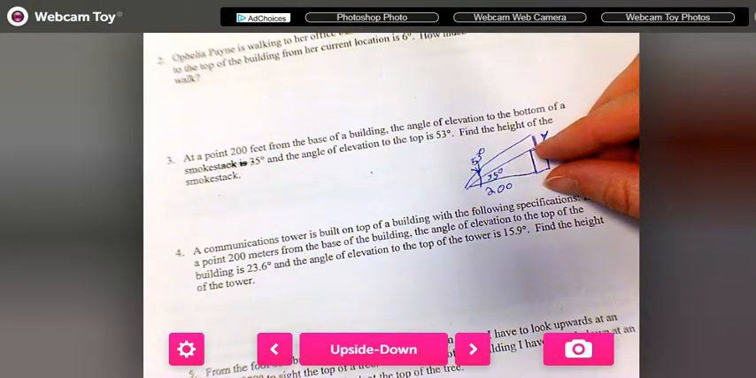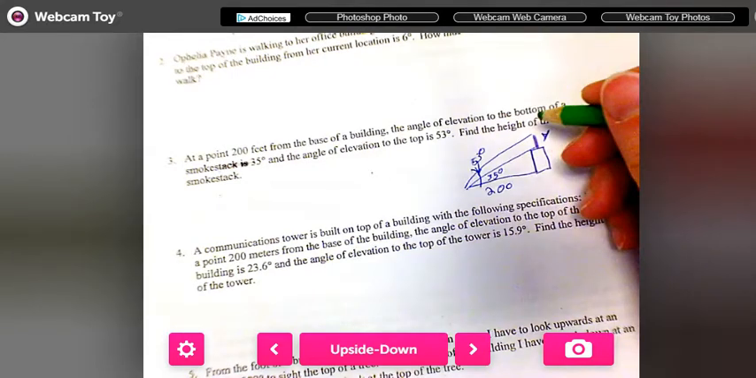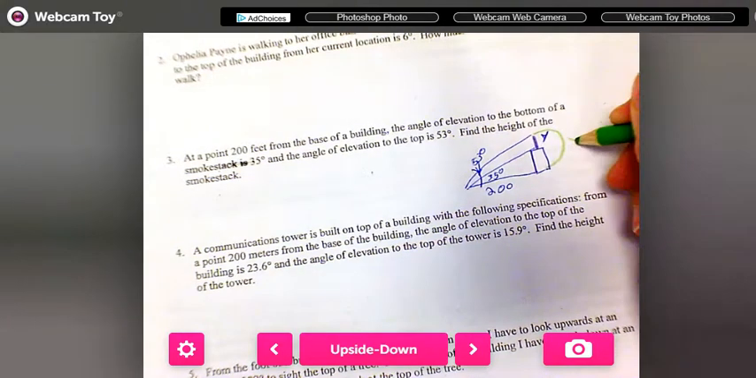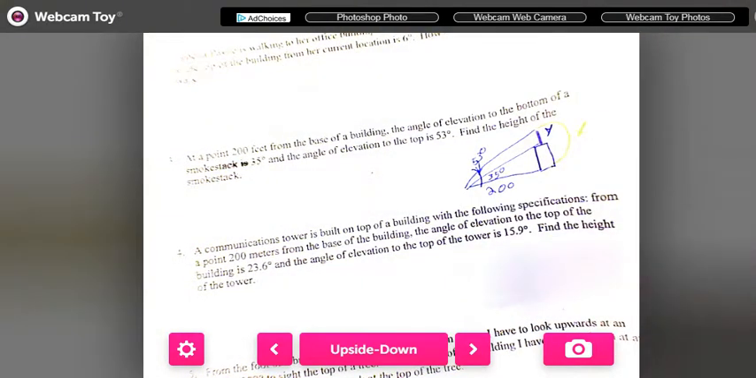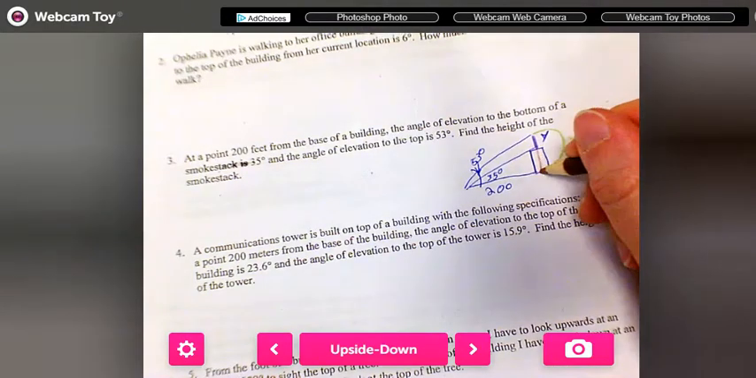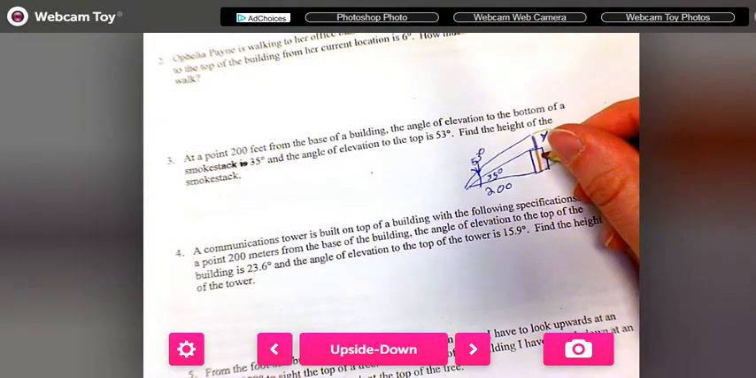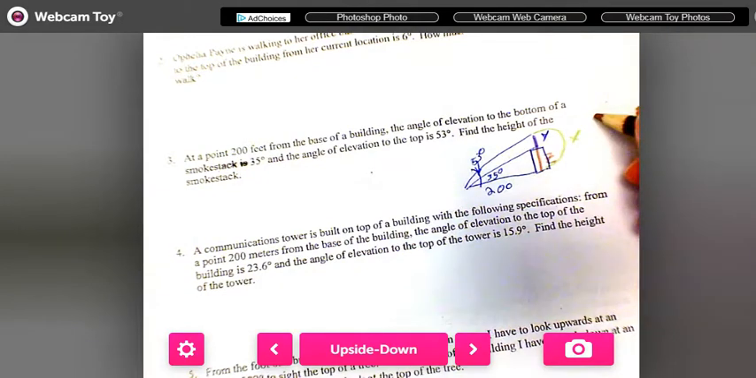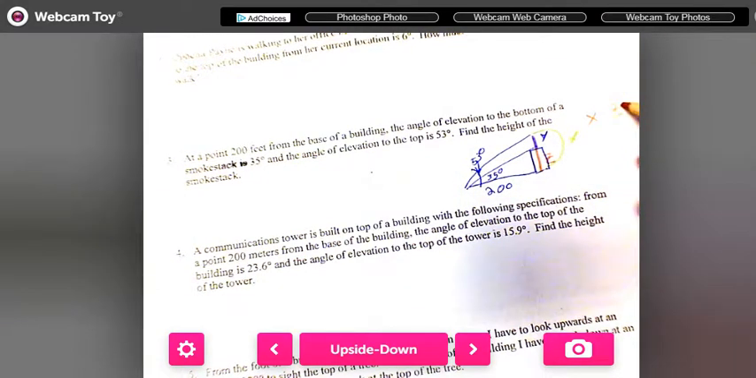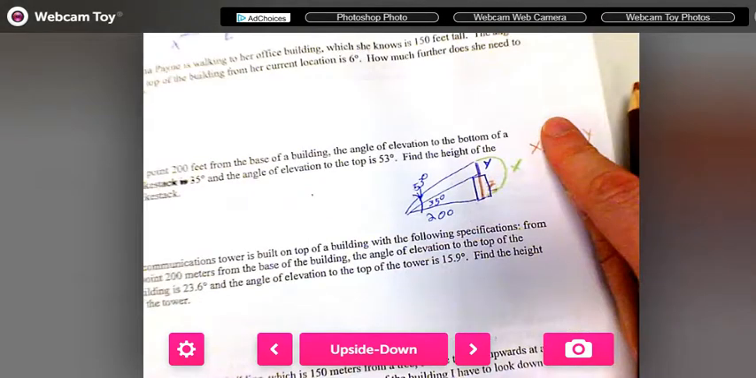So let me talk about that again. We're going to find this whole height right here. Then we're going to find the height of just the building. I'm going to call it Z. And we're going to go X minus Z is going to give me Y, or is going to give me the height of my smokestack.